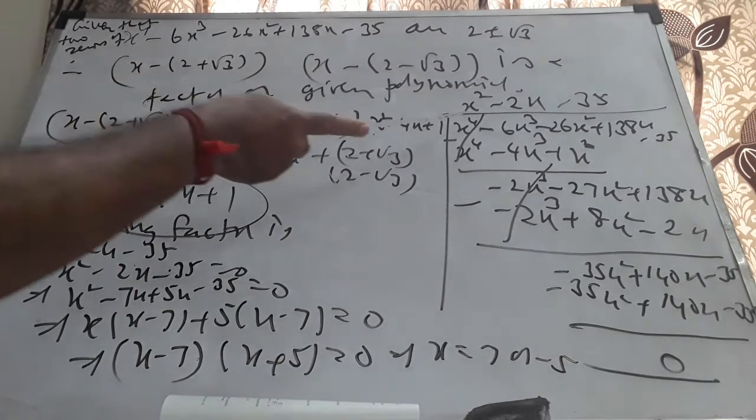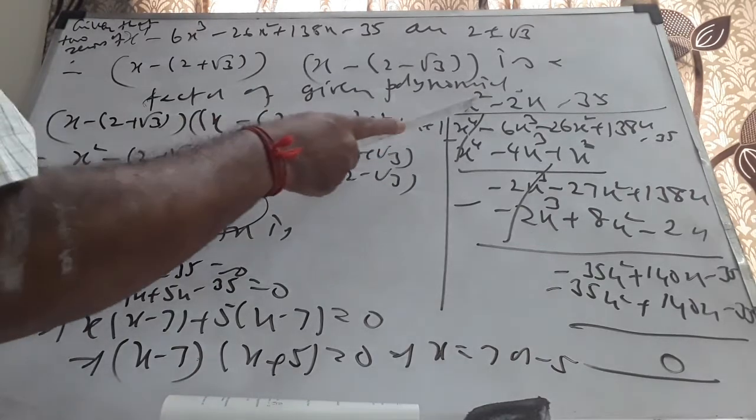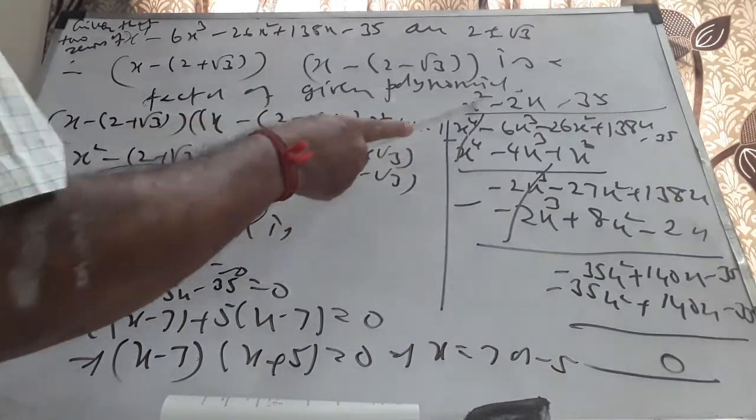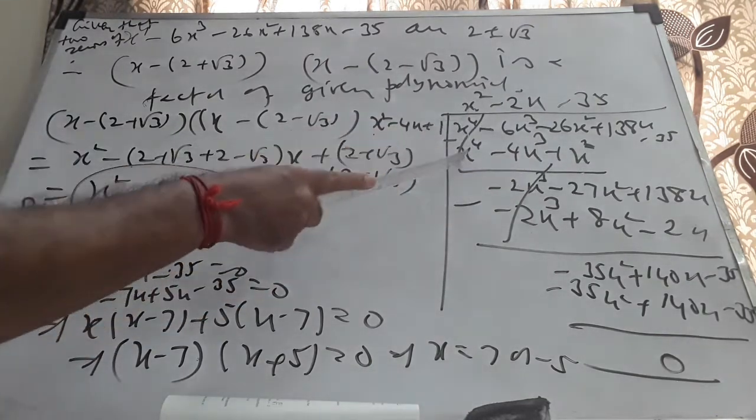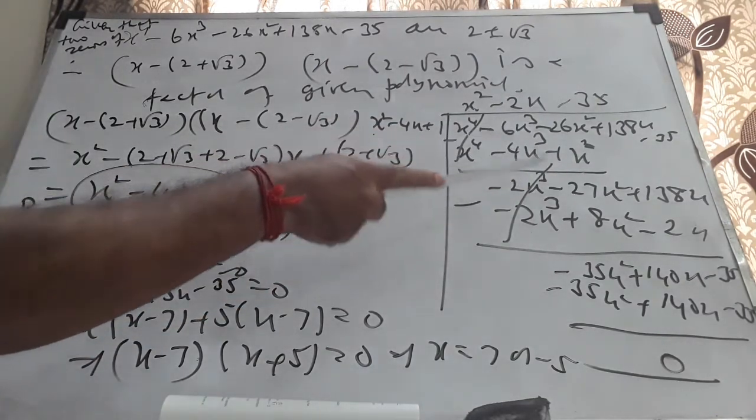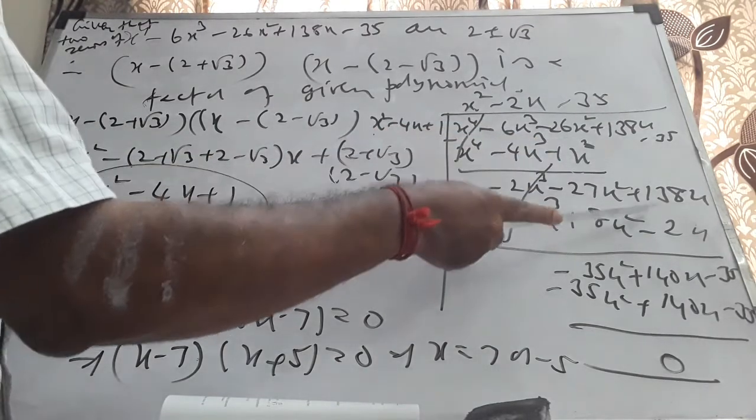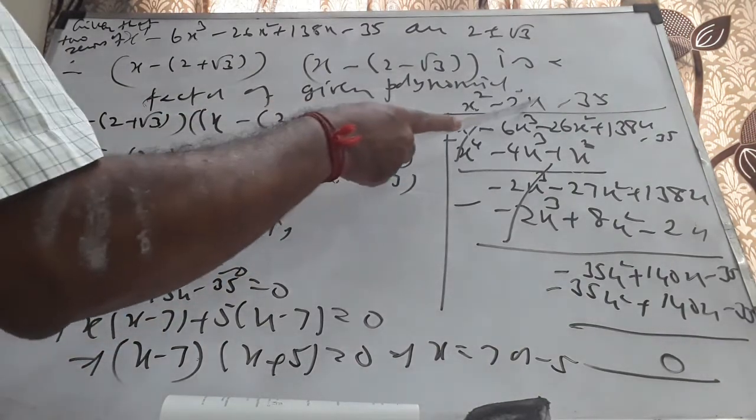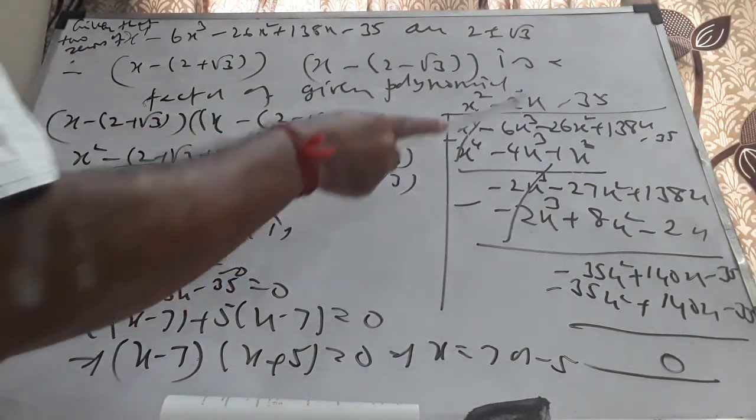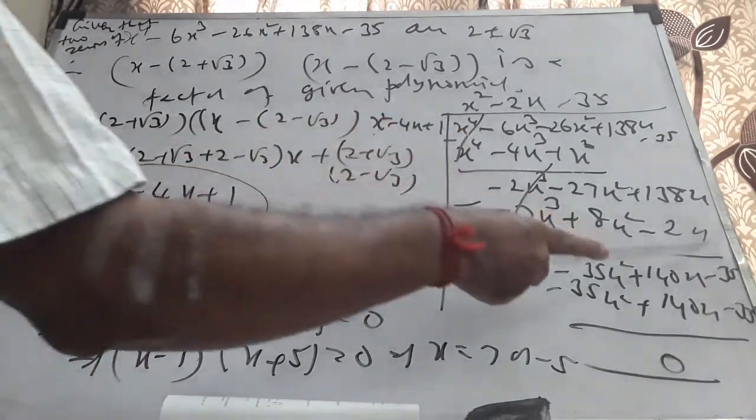Let me do long division. x power 4 by x square is x square. x square into x square is x power 4. x square into minus 4x is minus 4x cube. x square into 1 is x square. This will get cancelled. Minus 6 minus of minus 4 is minus 2x cube. Minus 27x square. Plus 138x is brought down. Minus 2x cube by x square is minus 2x. Minus 2x into x square is minus 2x cube. Minus 2x into minus 4x is plus 8x square, and minus 2x.